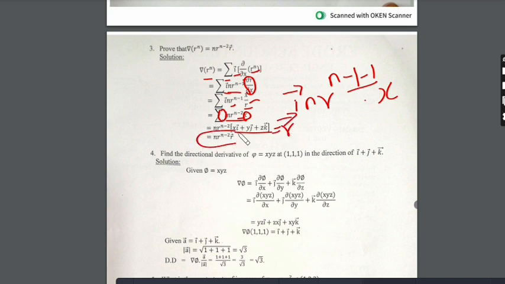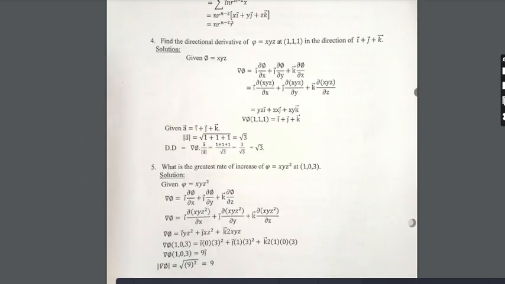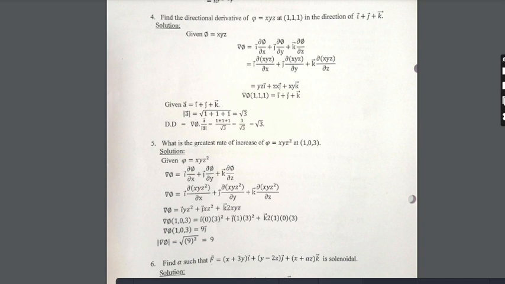Here I proved the right hand side which is asked in the question. Our next problem is to find the directional derivative of phi equal to xyz at 1, 1, 1. Here they have given the point (1, 1, 1) in the direction of i vector plus j vector plus k vector.